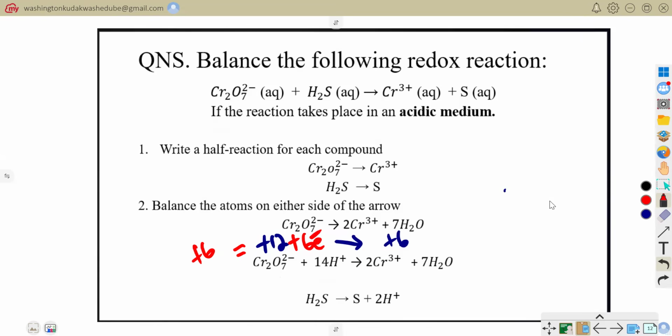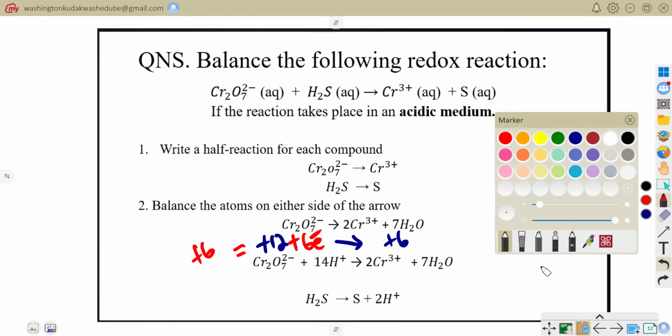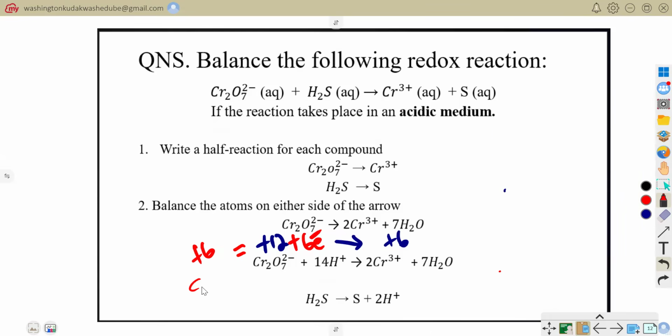So I would have just come here. Allow me to reduce the font. Okay. So I would have just come here and said chromate, 2 minus, plus 14 H plus, what? 6 electrons to later form what? Two chromium ions plus 7 water molecules. So I can actually get to see that this reaction is now balanced.